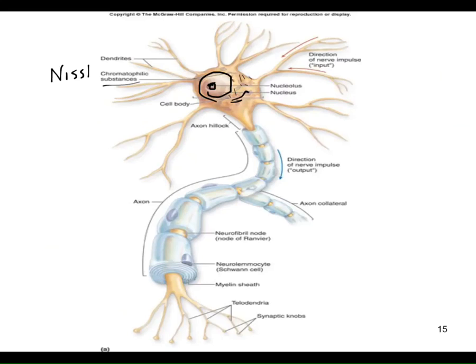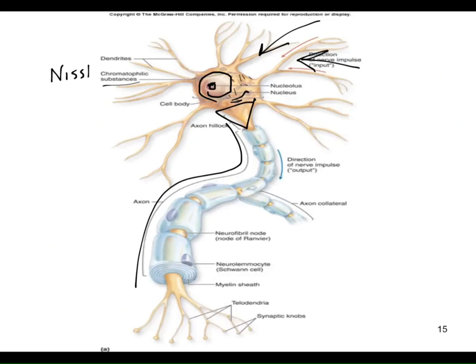This cell has lots of these small branch-like structures. So I'm seeing lots of dendrites around here. And the slide reminds us with this red arrow that the information is only coming in through the dendrites. There's one much longer process. This is the axon. It is connected to the soma through this triangular or funnel-shaped or conically shaped structure called the axon hillock.